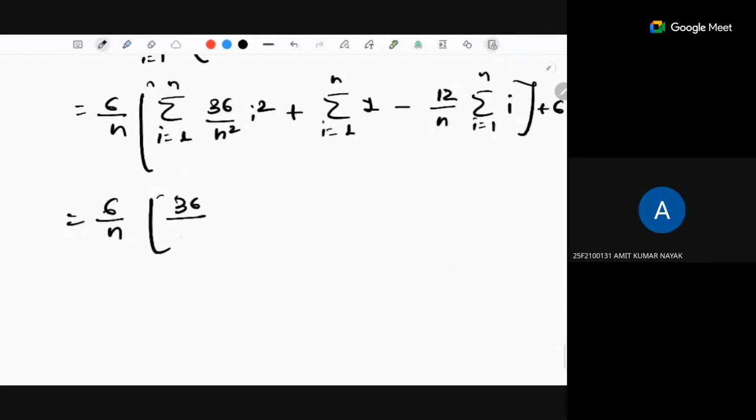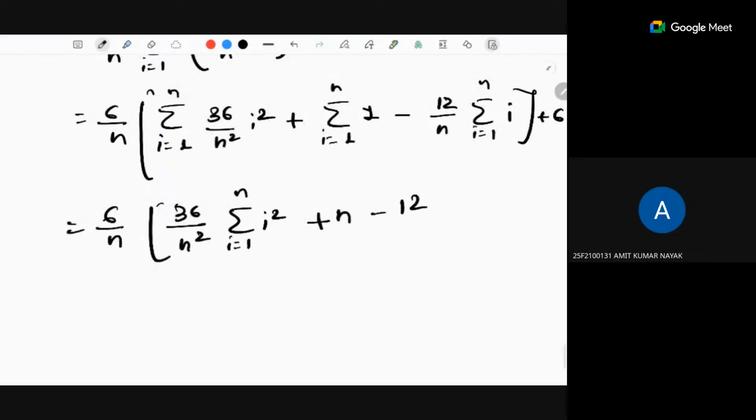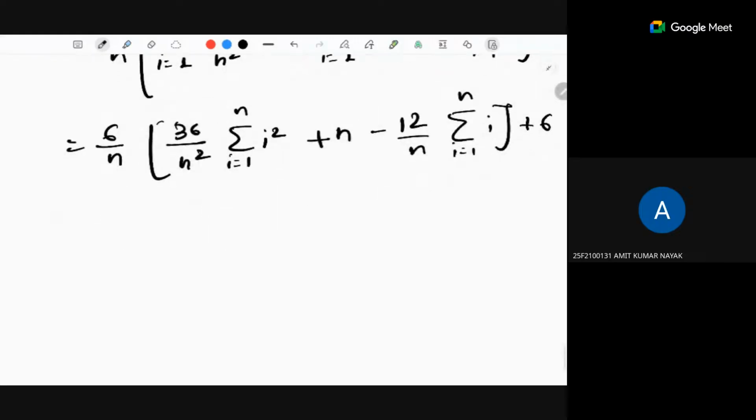So this will become 36 by n square, and summation i ranging from 1 to n, i square. Then plus of this also becomes n. And minus of 12 by n, summation i ranging from 1 to n, i. And then plus 6. So here you have to use the formula of sum. That summation i ranging from 1 to n will be what? There is a formula, right? It depends upon the function. If it is i square, then it will be n into n plus 1 into 2n plus 1 divided by 6.